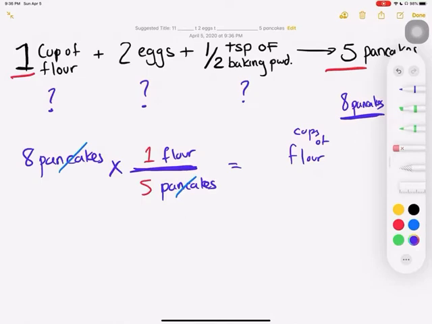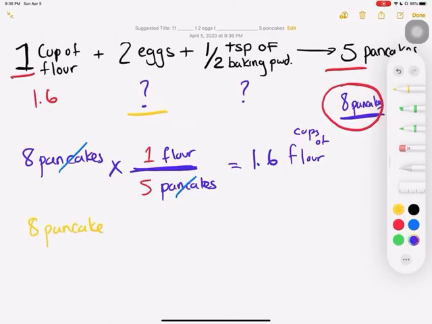So if you multiply 8 times 1, that's 8, and if you divide it by 5, the result should be 1.6 cups of flour. Okay, so to make 8 pancakes, I am going to need 1.6 cups of flour. Okay, this is following the exact same recipe. Okay, so now let's see if we can find how many eggs I'm going to need to make 8 pancakes. So again, 8 pancakes.